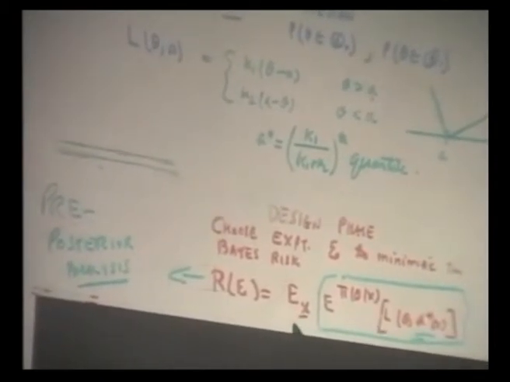Without doing the experiment, you say, if I do the experiment, I'll get an x value. For a given x value, this is my optimal rule, so this is the loss I'll suffer. Therefore, I'm looking at an average loss over all possible x's I could get. And now I'll choose the experiment for which this is minimum. So I compare this quantity for different experiments, and I choose the design for which this is minimum.